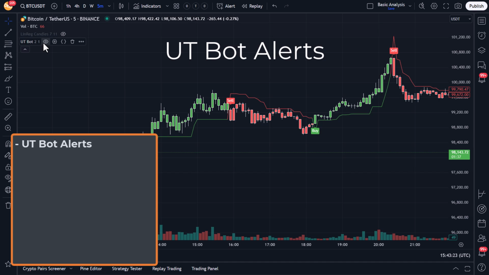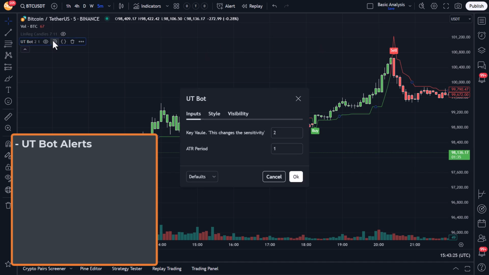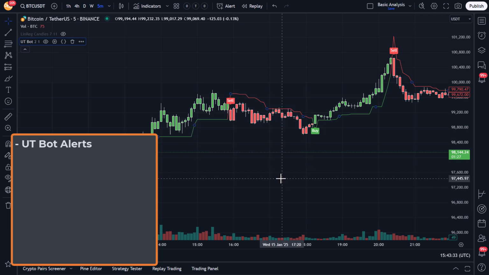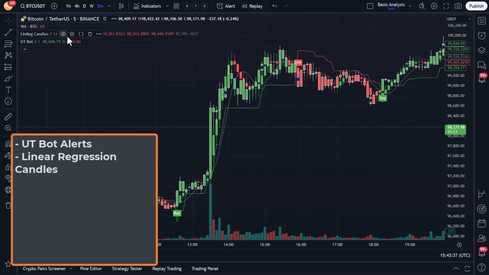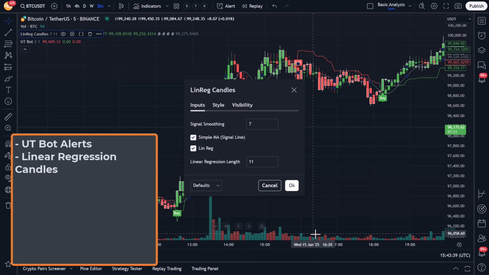The UT-bot alerts indicator. There are two TradingView indicators as far as I can tell, and they both work exactly the same. The key value here is set to 2 and the ATR is set to 1. The Linear Regression Candles indicator is also used and has the following settings. Signal smoothing should be set to 7 and the Linear Regression Candles length should be set to 11.